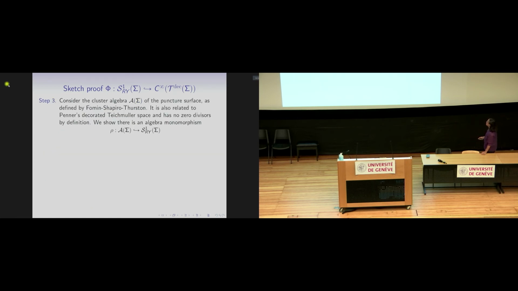And so the new idea came from looking at this cluster algebra. This cluster algebra is well studied. It's related, again, to Penner's decorated Teichmuller space. It's generated by only the lambda lengths of arcs of ideal triangulations. And by definition, it has no 0 divisors. Within the very first line of the definition, you see immediately it has no 0 divisors. And we show that there's an algebra injection, right? So I can inject it into the Skein algebra, which makes sense.